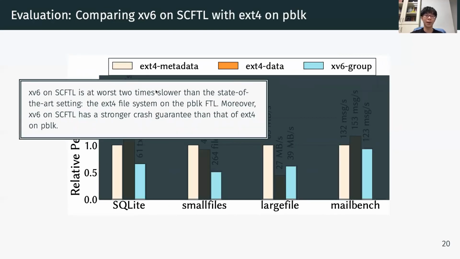Finally, we compared XV6 on SCFTL with the state-of-the-art setting, the ext4 file system on the pblk FTL. Evaluation shows that XV6 on SCFTL is at worst 2 times slower than ext4 on pblk. Moreover, XV6 on SCFTL has a stronger crash guarantee than that of ext4 on pblk.